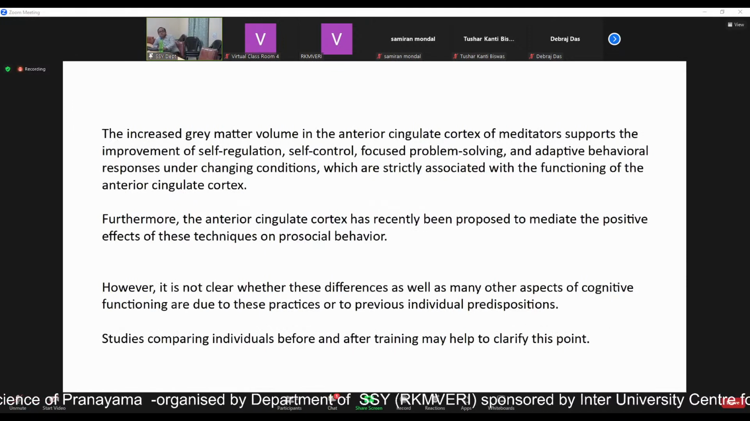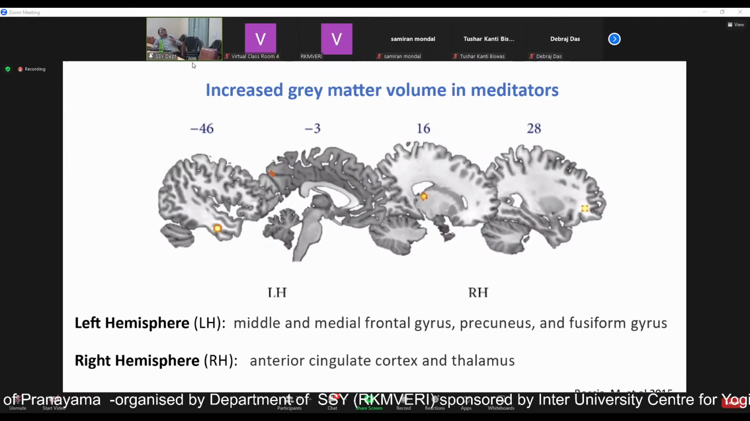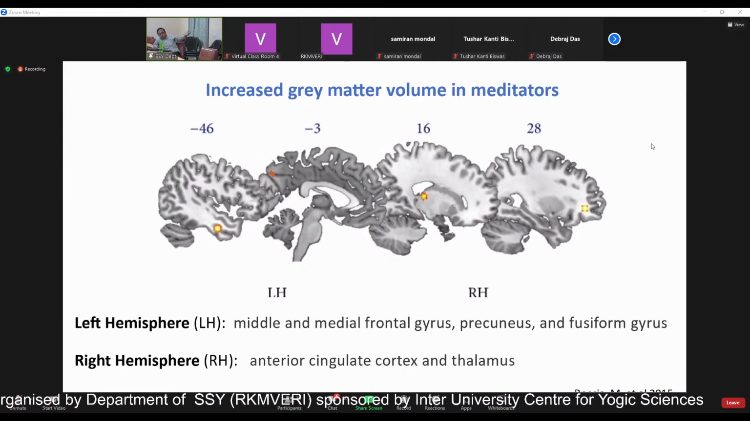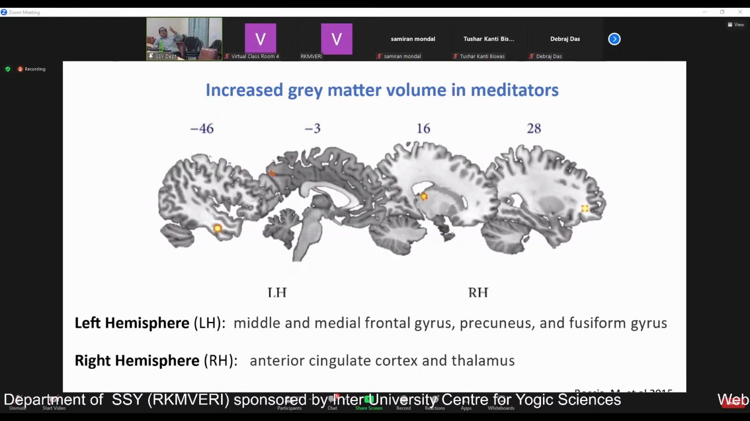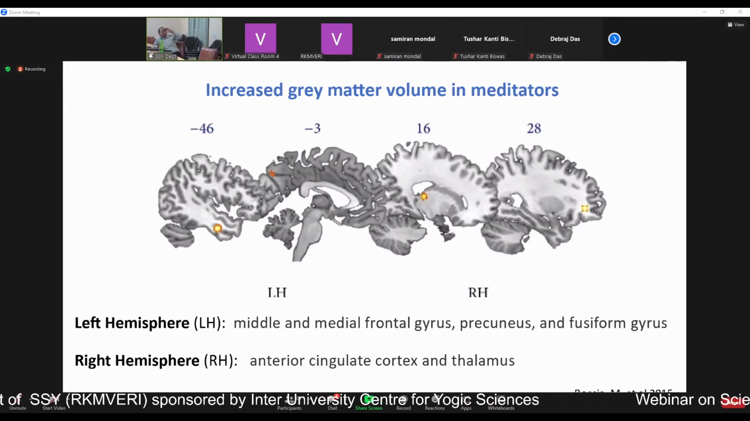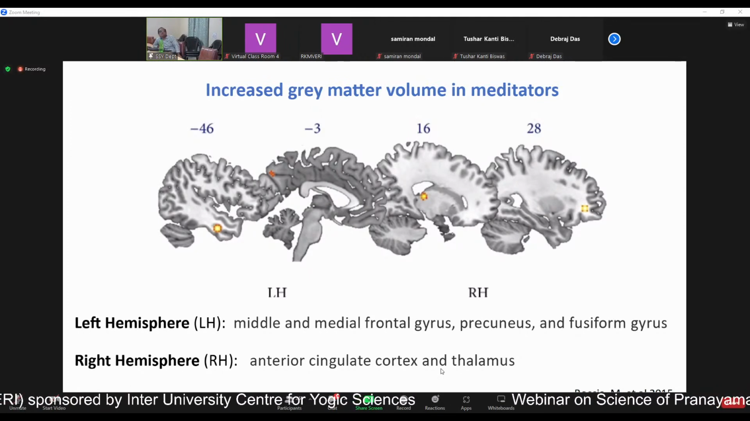Those yellow blobs are brain regions where they observed that, in different types of meditation practices, the brain volume increases consistently. Some of the regions are on the left hemisphere, some on the right hemisphere. The names of those regions are medial frontal gyrus, middle frontal gyrus, precuneus, fusiform gyrus, anterior cingulate cortex, and thalamus. Here you can see structures like medial frontal gyrus, precuneus, and anterior cingulate cortex.